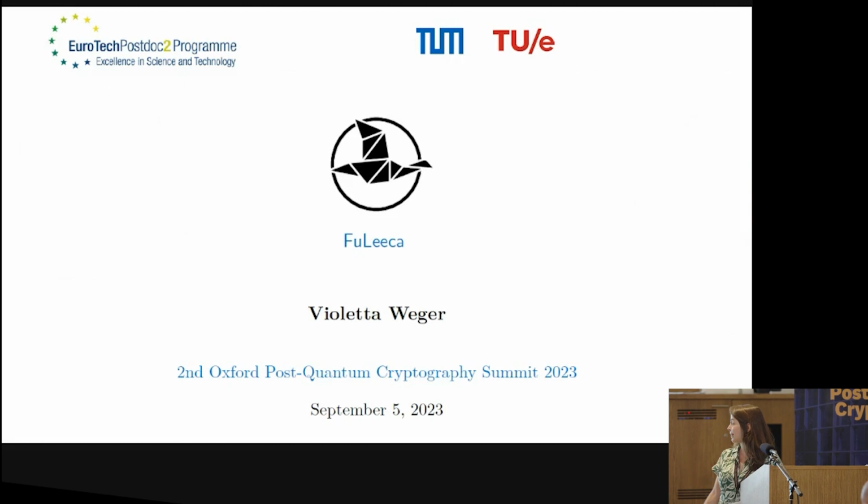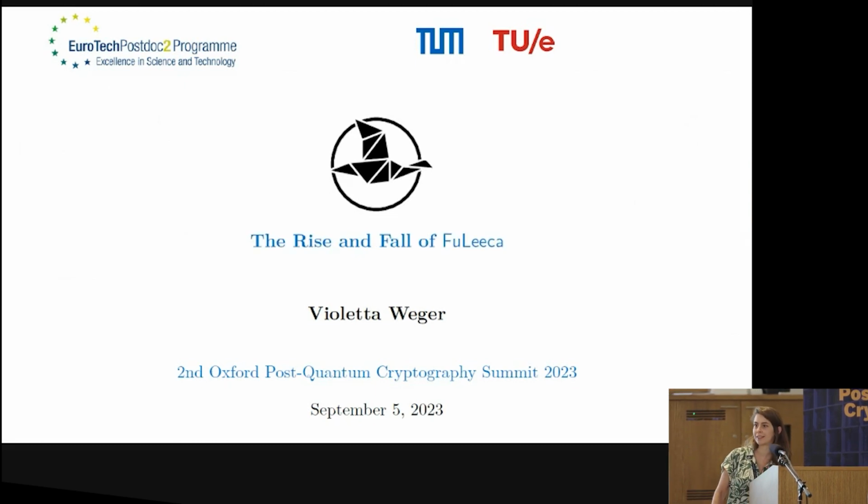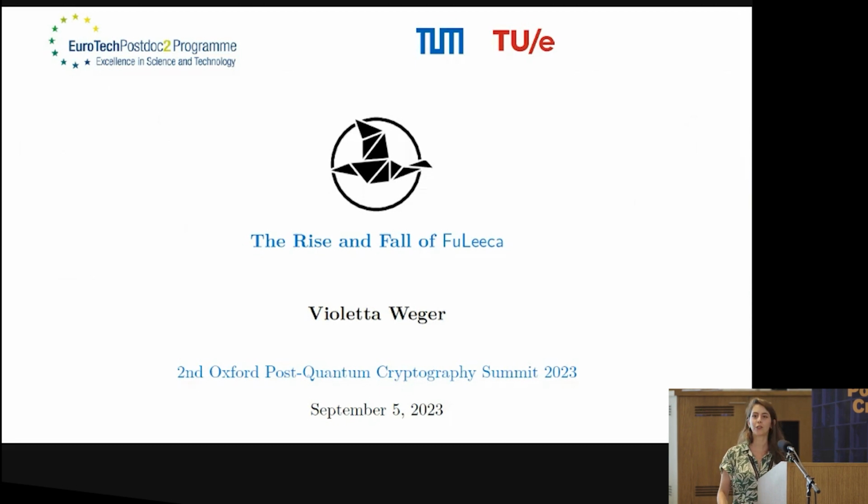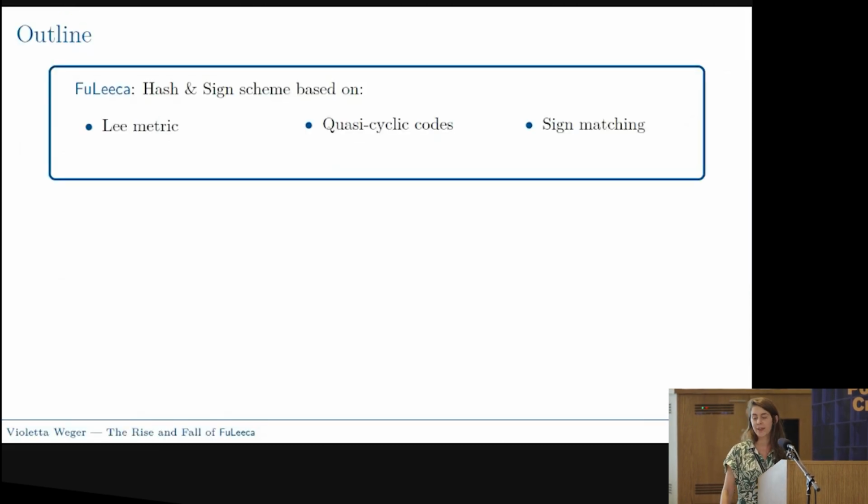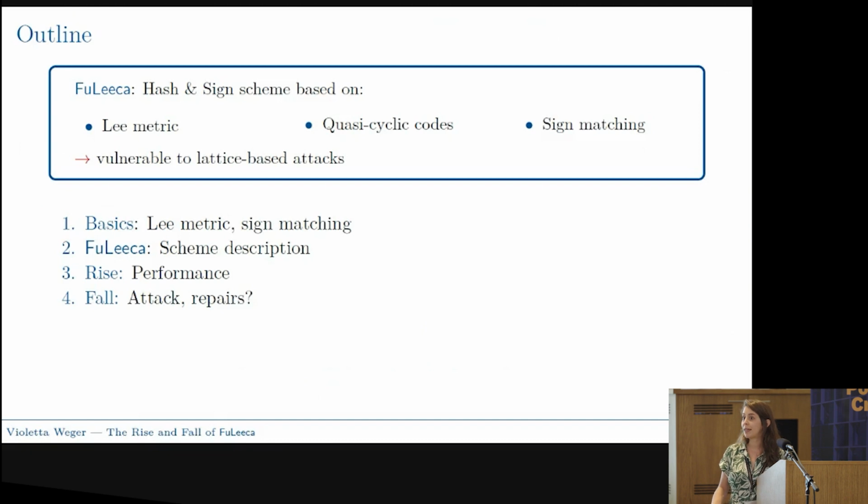And as promised, I will present FuLeeca, but the real title of this talk is The Rise and Fall of FuLeeca. If you want to summarize FuLeeca very shortly, it is a hash and sign scheme that is based on the Lie metric. It's using quasi-cyclic codes and a sign matching. And unfortunately, it is vulnerable to lattice-based attacks. If you want to know more details, I first need to show you what is the Lie metric, why are we using it, and what is this sign matching. Then I can describe the scheme and especially the rise of FuLeeca, because it has amazing small sizes, public key and signature. And then, unfortunately, we come to the fall.